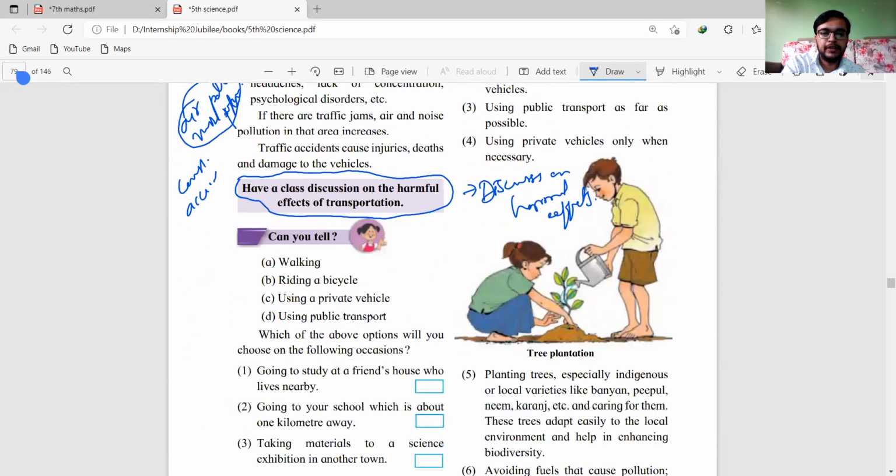Now what can we do for reducing the air pollution, noise pollution? Discuss it, and I will ask you the questions. Okay.